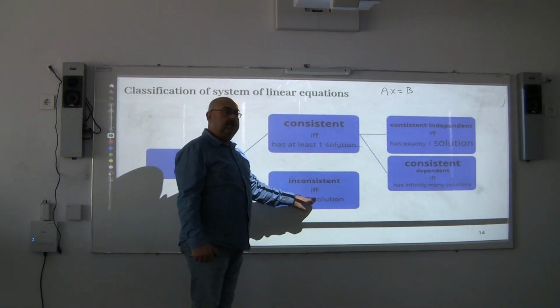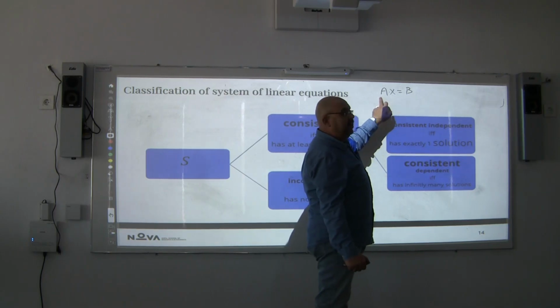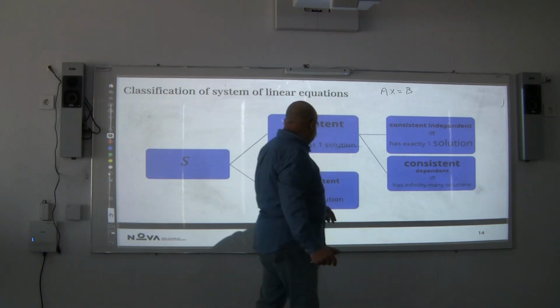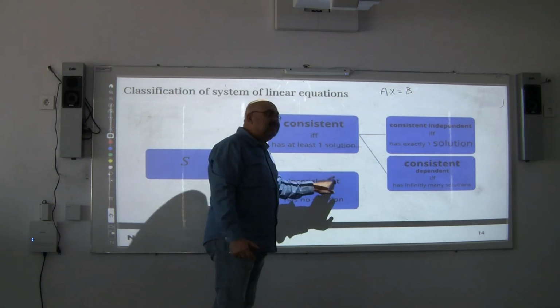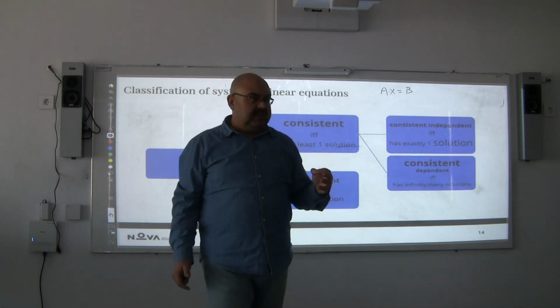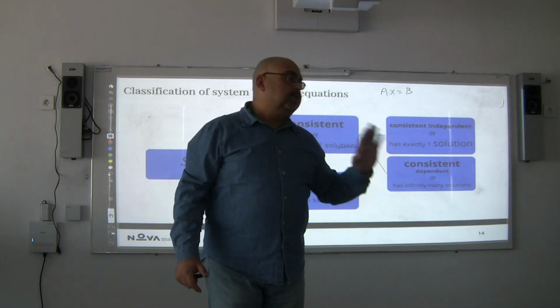If I don't have a solution, meaning I don't have x1, x2, x3 such that once you multiply it, the result equals b, it doesn't exist. So in this case, what do I call it? I call it an inconsistent system. So that's the definition: when you hear the phrase inconsistent system, it means this system doesn't have a solution.